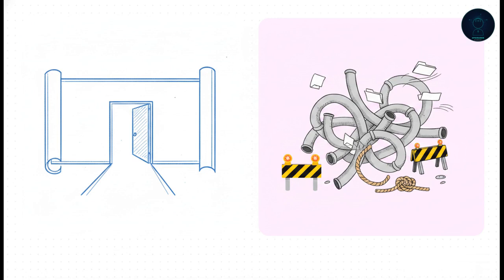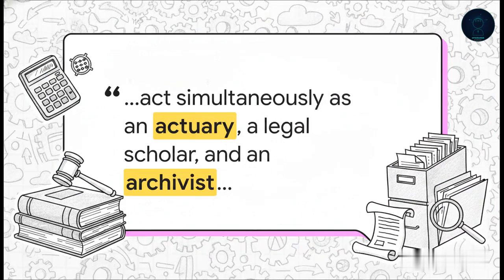The structure is so complex that the system itself often struggles to keep accurate track of who has actually met the requirements. It gets so incredibly dense that, according to our source material, navigating this highly intricate architecture often requires the average borrower to act simultaneously as an actuary, a legal scholar, and an archivist of their own financial history, just to secure the statutory benefits they were legally promised. The burden of proving the building is safe basically falls entirely on the tenants.